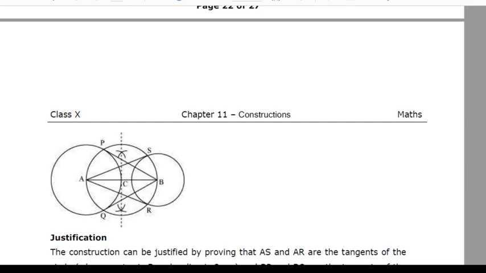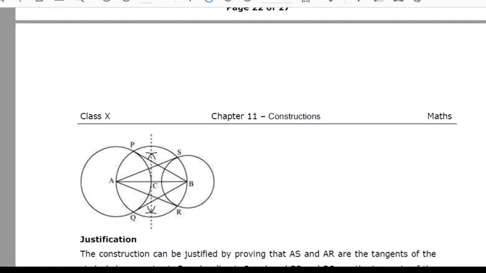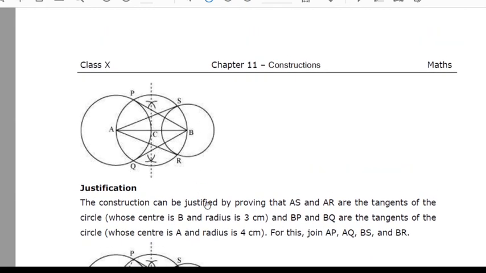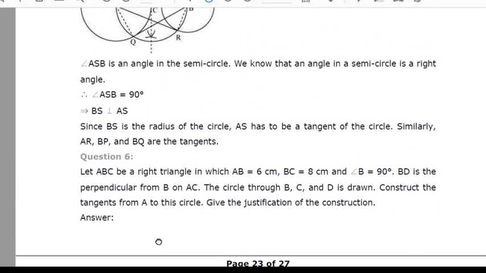Now, justification is just simple. You have to join them and prove that the angles are 90 degrees. Okay. Now question number 6.